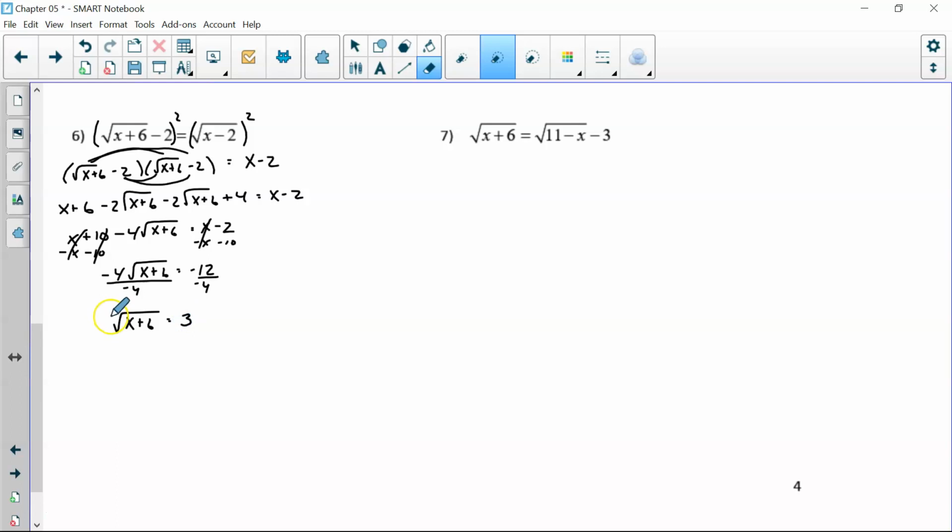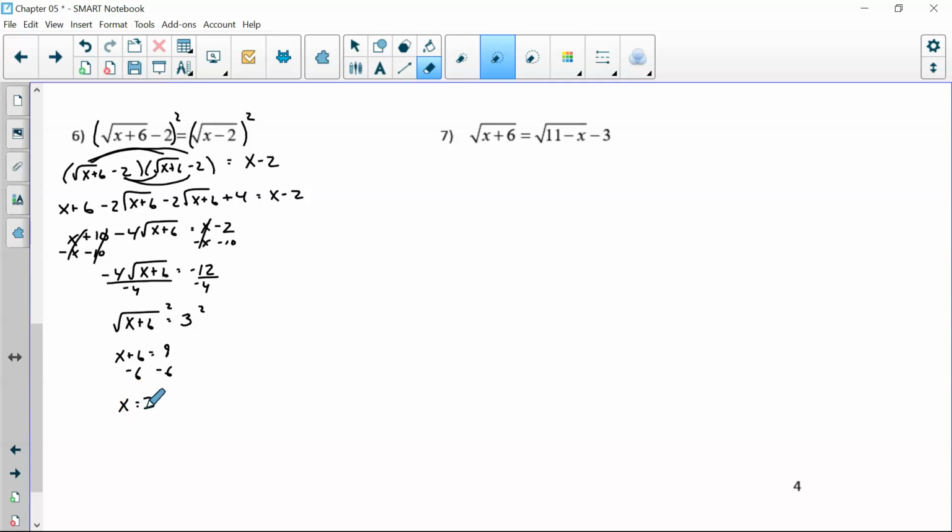Now we have the square root isolated. We can square both sides again. When you square the square root, you get x plus 6 equals 3 squared, which is 9. Subtract 6 from both sides, x equals 3.